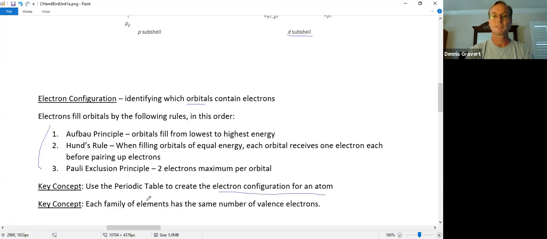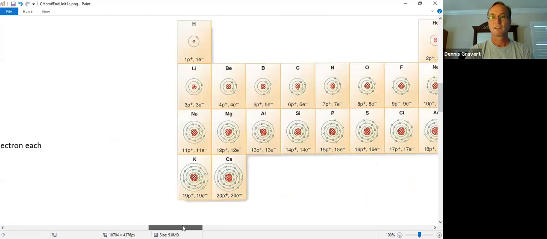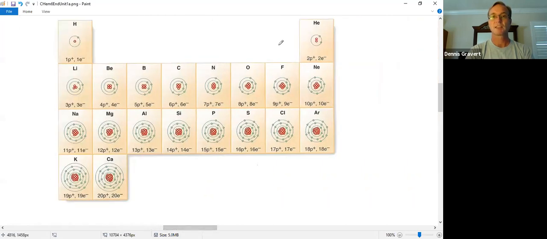Family of elements has the same number of valence electrons. So over here I got this fun little map. If we look at the halides, fluorine and chlorine, fluorine has 9 electrons, 9 protons. Chlorine has 17, that's kind of weird, but the way the electrons go into shells is such that, let's look at fluorine. The first shell has 2 electrons. The second shell has 7.